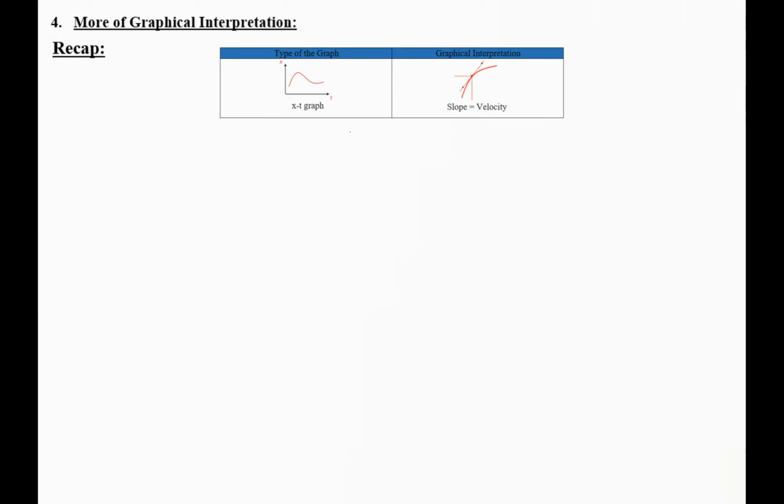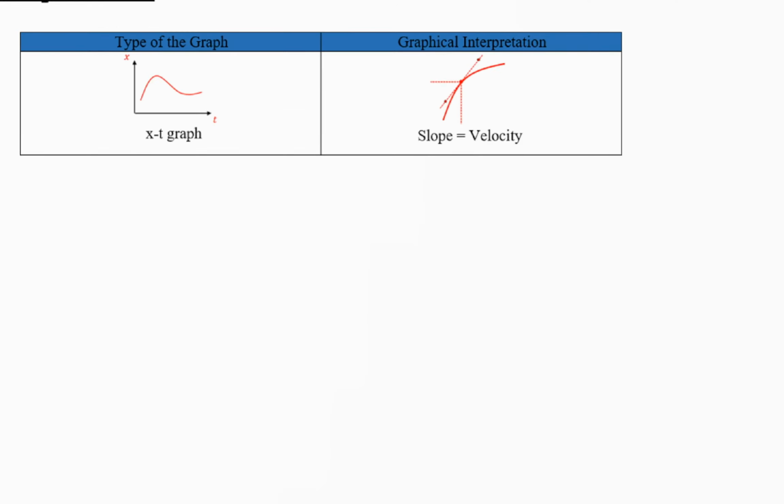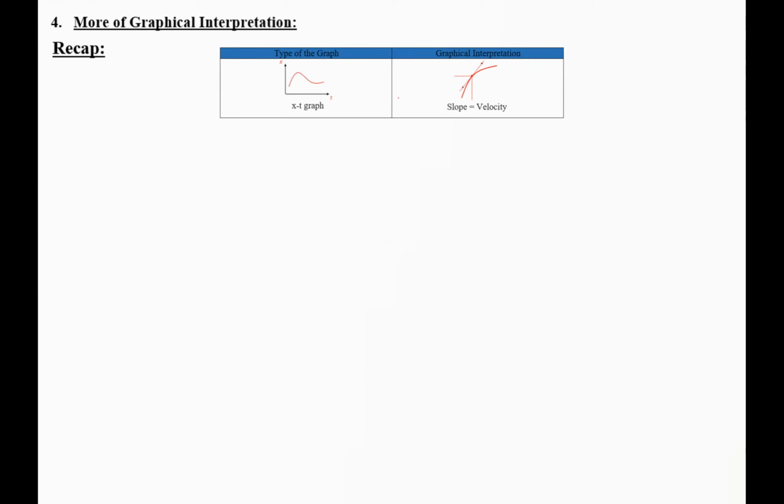In the following table, I will try to list all the different graphical interpretations that we have visited through the course from the early beginning, unit 1. If we have an x-t graph, then the slope would represent the velocity, because we know that v is given by dx by dt. So the tangent to the curve, we can draw a tangent. The slope of the tangent would represent the velocity.